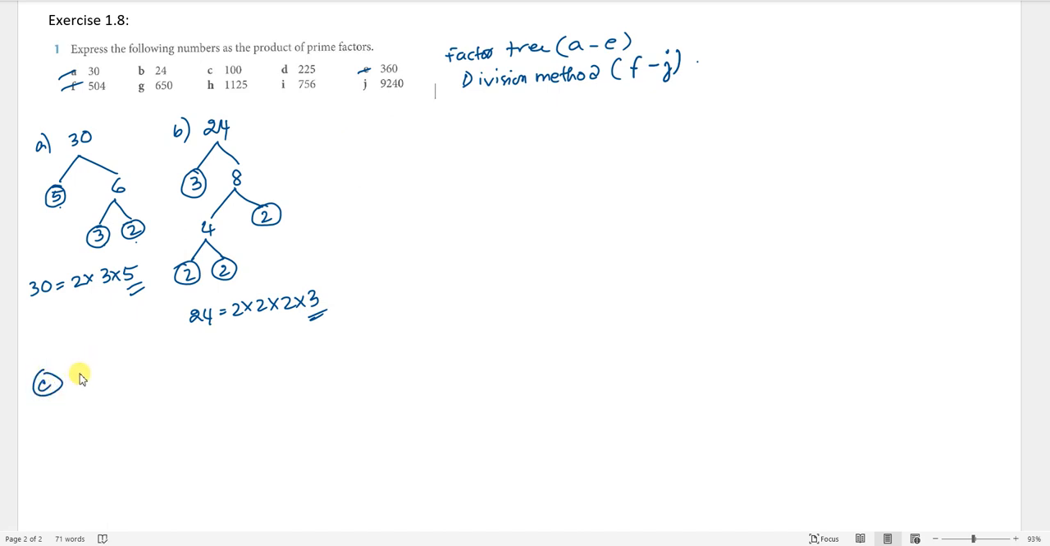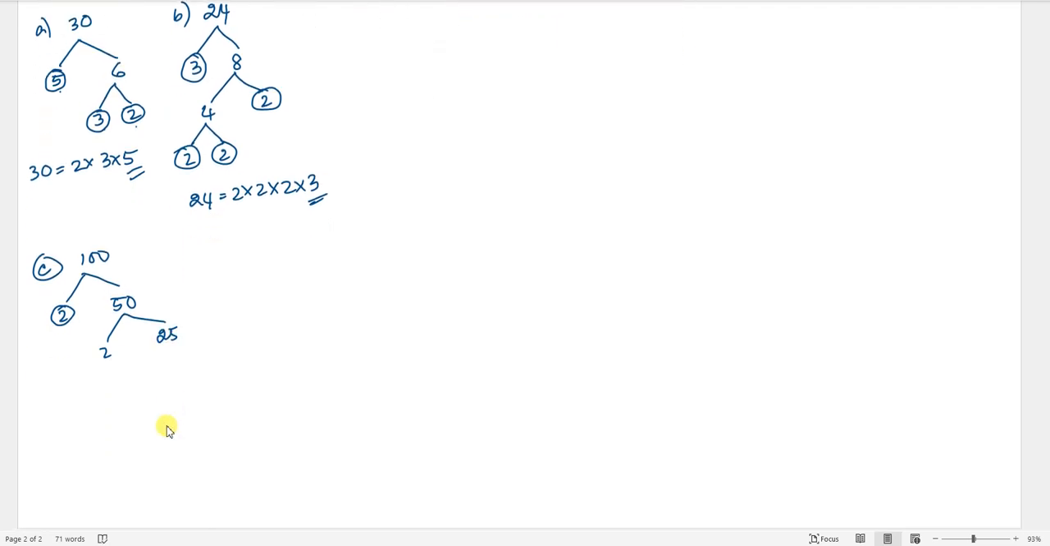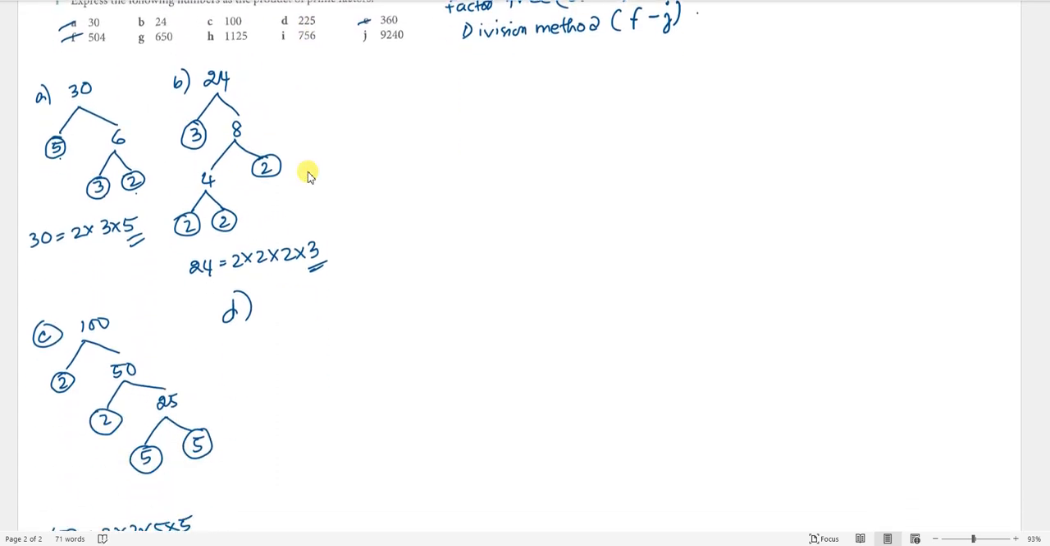C, we have 100. Very easy. 2 times 50 is equal to 100. So 2 is a prime number. 2 times 25 is equal to 50. 2 is a prime number. Now 5 times 5 is equal to 25. Finally we have 100 is equal to 2, 2, 5, 5. 2 times 2 times 5 times 5. Very easy. Okay. D is 225.